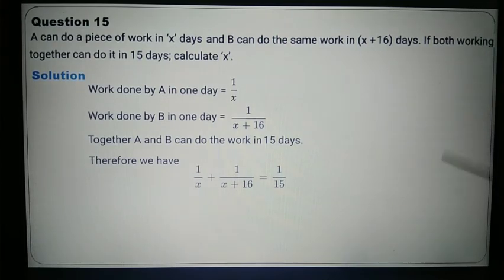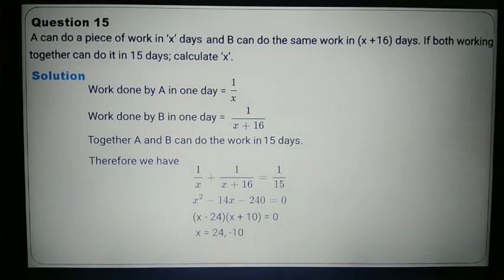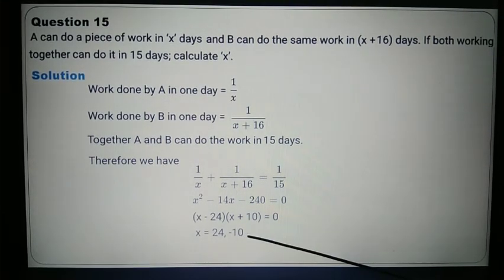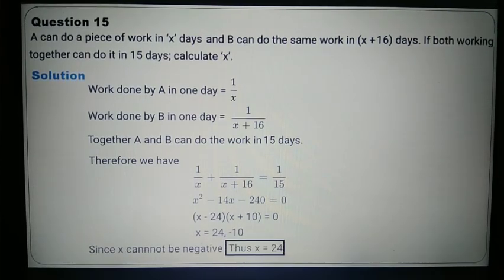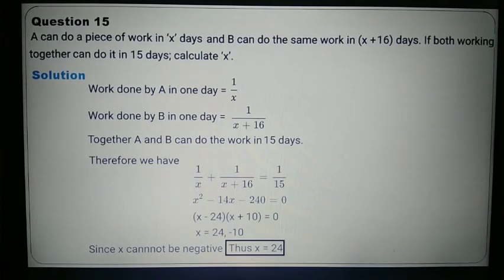Now you will solve this and arrive at this quadratic equation, solve it and find the value of x. You'll get the values of x to be 24 and minus 10. Obviously x is a number of days, so it cannot be negative. That's why the value of x is 24. Pause the video to note down.